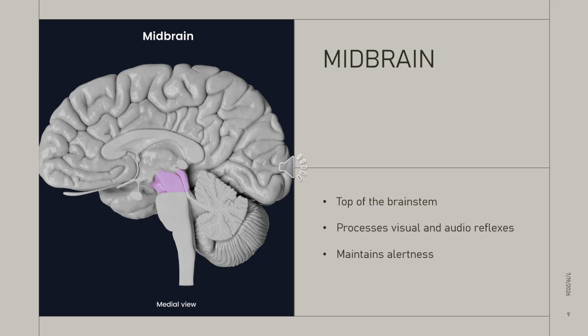Directly beneath the diencephalon begins the brainstem, starting with the midbrain. The midbrain handles raw sensory reflexes. For example, if a loud noise occurs or an object flies towards your eyes, the midbrain coordinates the involuntary reflex to turn your head or blink. It also contains pathways critical for maintaining alertness.